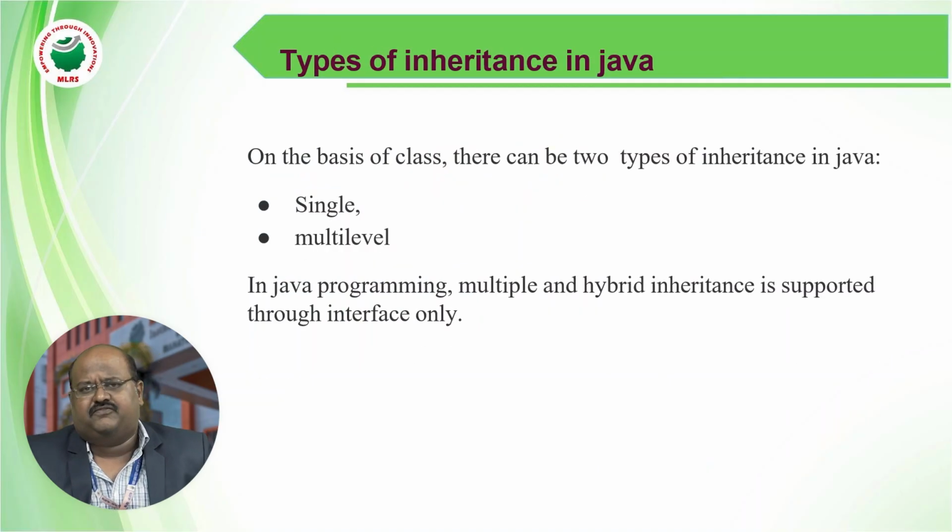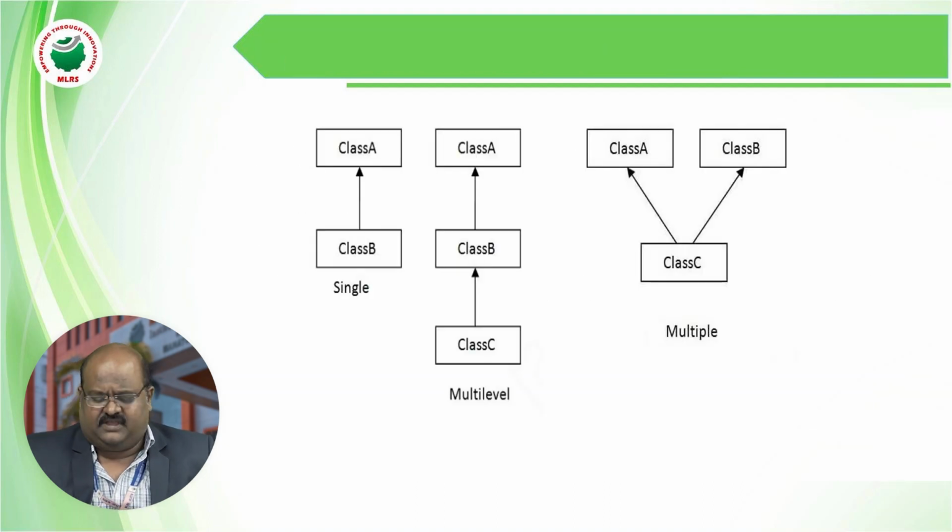Then coming to the types of inheritance, in Java, single inheritance is available, multi-level inheritance is possible, and hierarchical inheritance is also possible. But there is one more type of inheritance called multiple inheritance, which the Java programming language does not support up to class level. So this is an example.